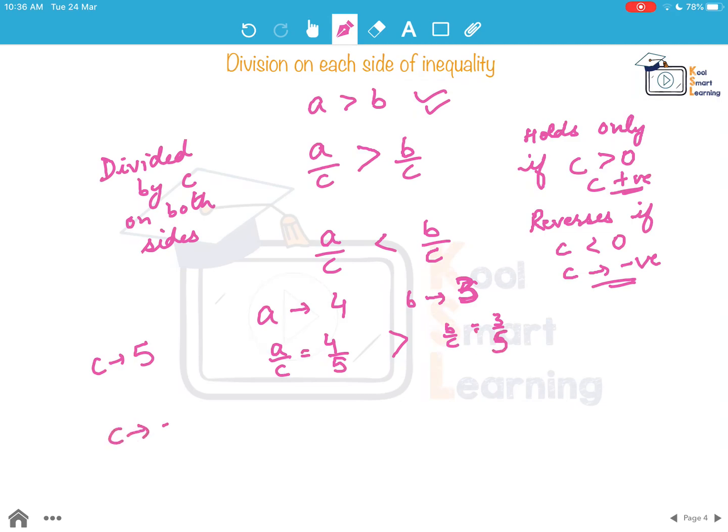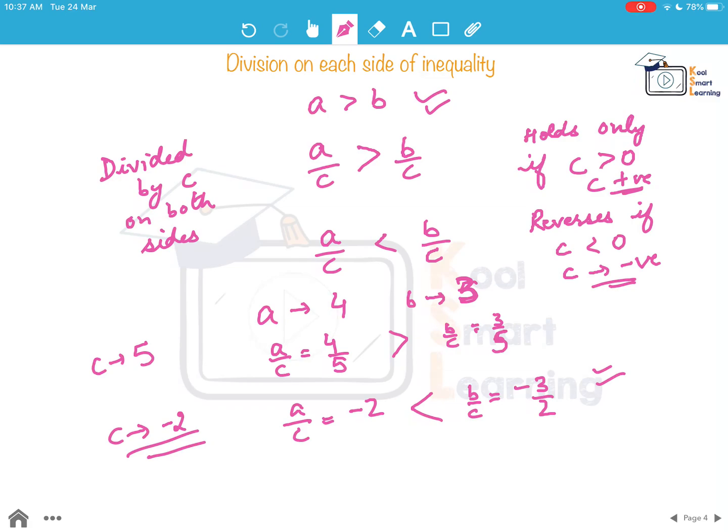Now if instead of this we take C to be minus 2, A by C becomes minus 2 and B by C becomes minus 3 by 2. So minus 2 is now less than minus 3 by 2. So this reverses when C is negative. So in case of addition and subtraction, the equality always holds if we are adding or subtracting the same number or variable from each side of the inequality.